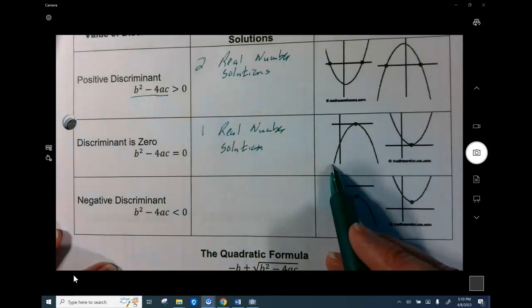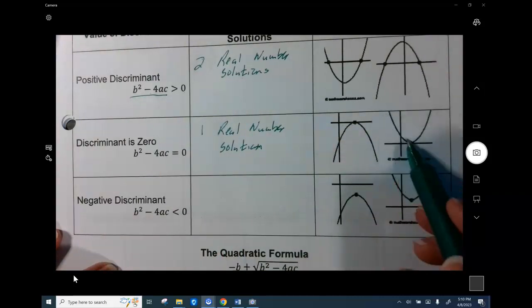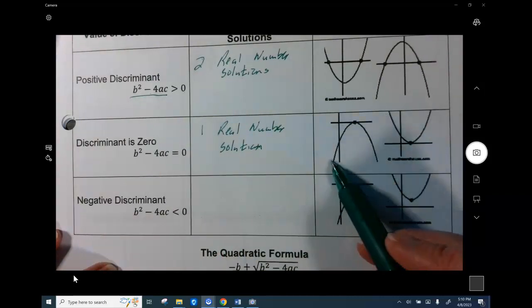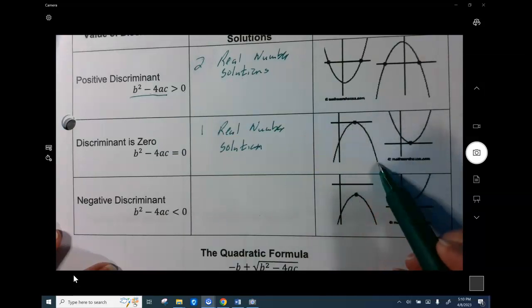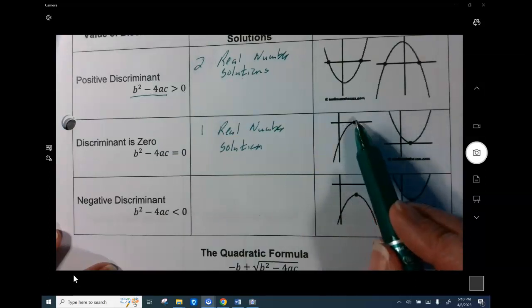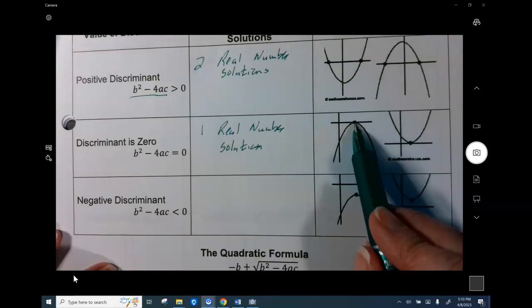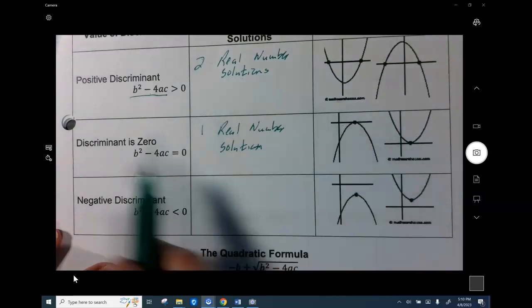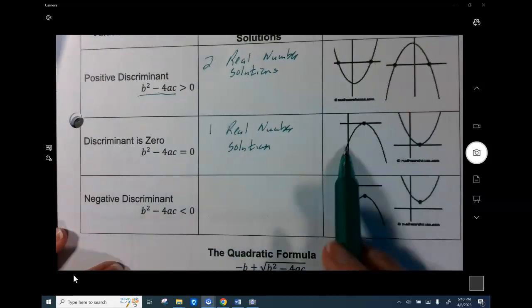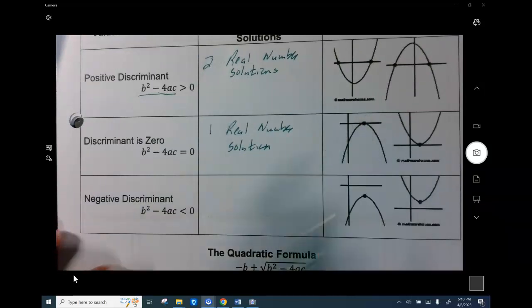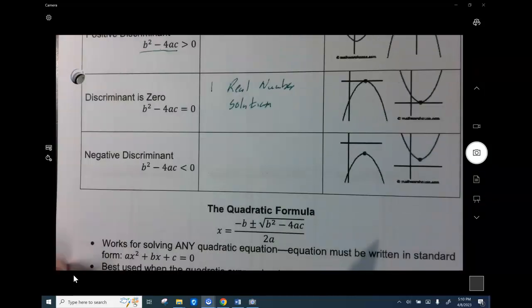Okay? That means it's going to come down, hit it, and bounce right back up. Or it's going to come up, bounce, and go right back down. So it's only going to touch the x-axis once. You're going to have one x-intercept. And what that means, because it's a quadratic and has a power of 2, is that it's going to be a double root. But again, we don't need to worry about that until Algebra 2.